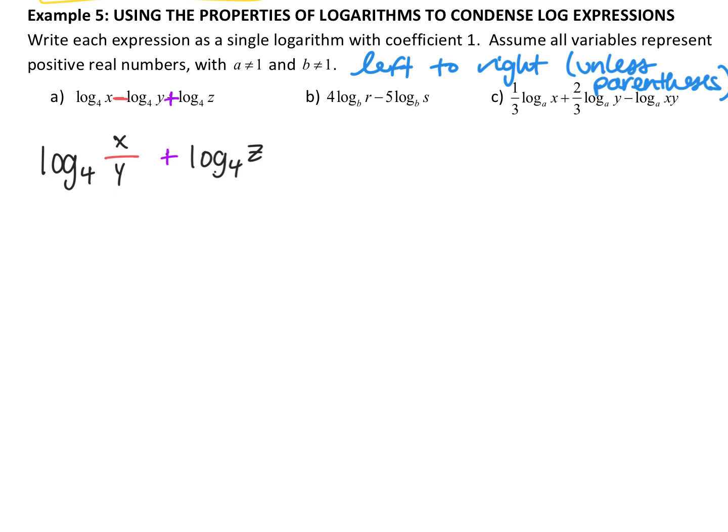Okay, this is the part that's a little bit confusing. Where does the z get multiplied? To the numerator, to the denominator, to both? Top, because it's z over 1, okay? So it just gets multiplied to the x on the top of the fraction. So it's going to go here, log base 4. You will have xz over y. If you want to put that in parentheses, you can.